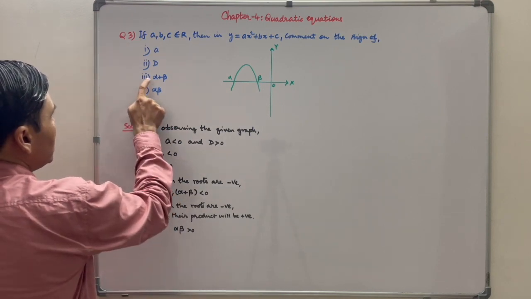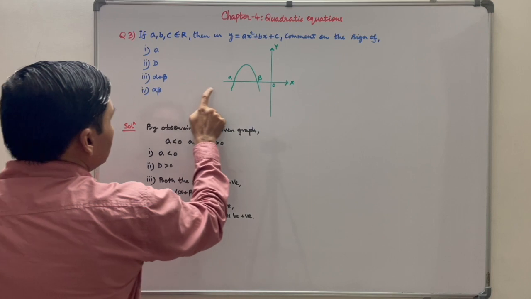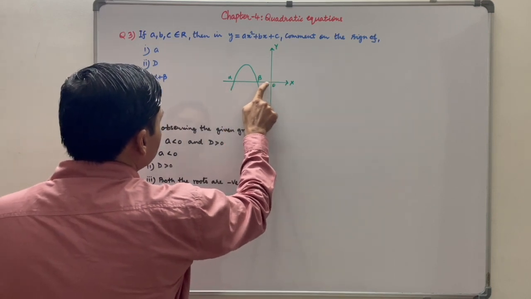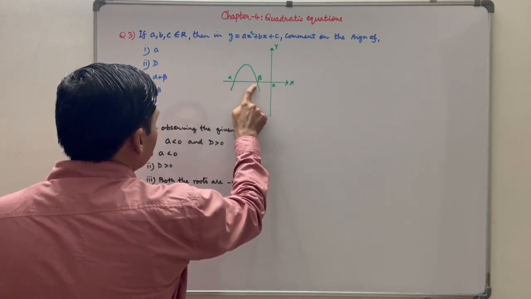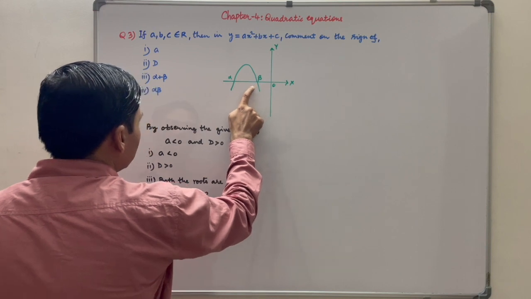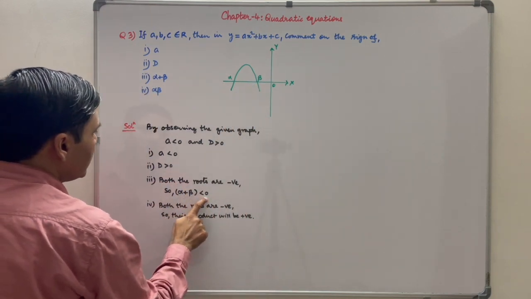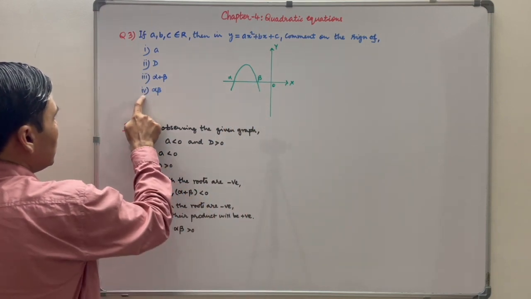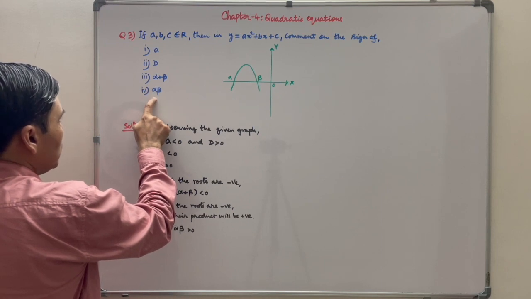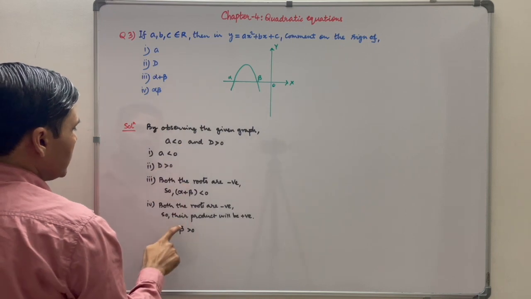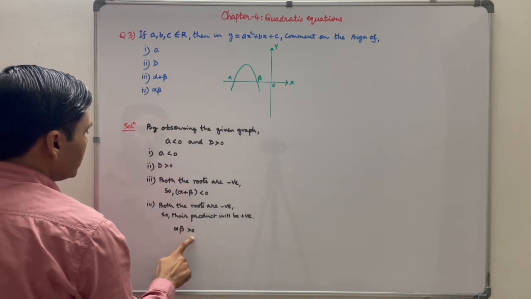Third part, sign of alpha plus beta. Here both the roots alpha and beta are negative, so their addition will be negative. That means alpha plus beta is less than 0. Sign of alpha beta. Since both the roots are negative, so their product will be positive. So we can say that alpha beta is greater than 0.